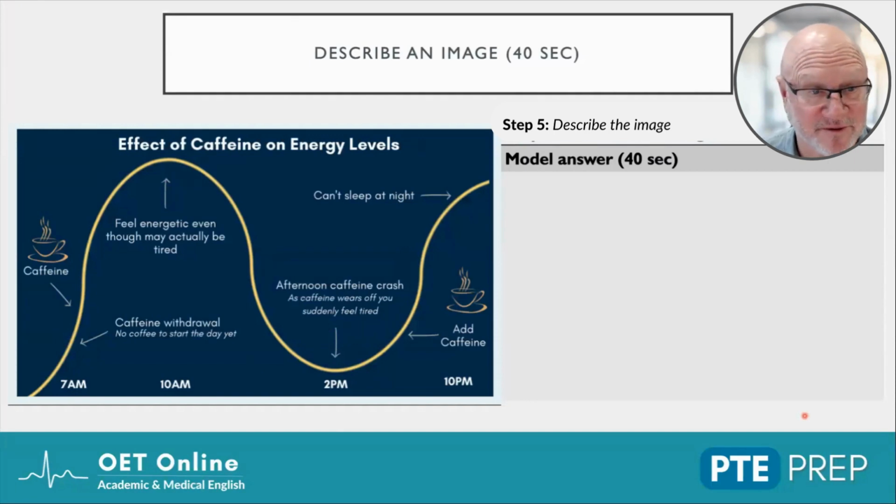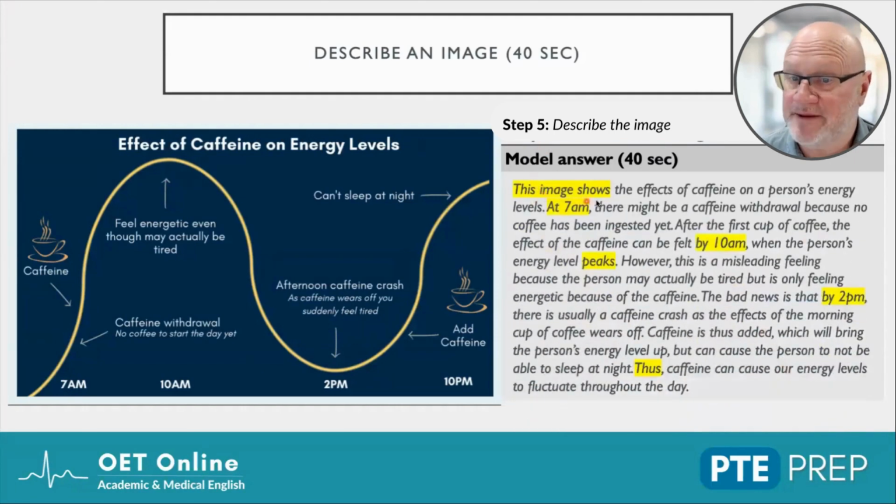All right, now let's compare the model answer. And I'm just going to read this, everyone. This image shows the effects of caffeine on the person's energy levels. At 7 a.m., there might be a caffeine withdrawal because no coffee has been ingested yet. After the first cup of coffee, the effect of caffeine can be felt by 10 a.m. when a person's energy level peaks. However, this is a misleading feeling because the person may actually be tired, but is only feeling energetic because of the caffeine. The bad news is that by 2 p.m., there is usually a caffeine crash as the effects of the morning cup of coffee wear off.